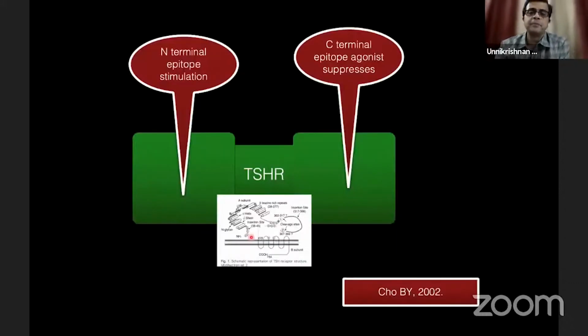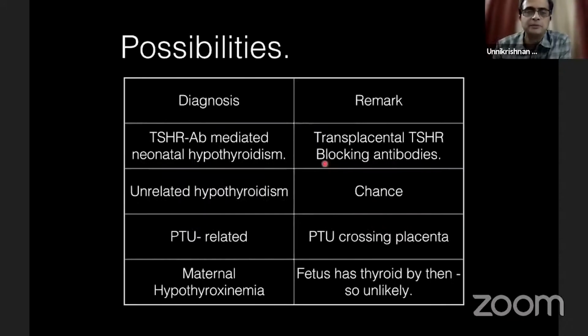Let's look at what could have happened. Now, the TSH receptor antibody has an N-terminal and a C-terminal. The N-terminal epitope actually stimulates, and the antibody against the C-terminal suppresses. So though there is a TSH receptor antibody, some antibodies directed against some epitopes will stimulate the thyroid gland, some will suppress the thyroid gland, and these stimulating antibodies can also later on be replaced by suppressing antibodies. And the TSH receptor antibody titer that we measure in the lab need not always differentiate between a stimulating and a suppressing or blocking antibody.